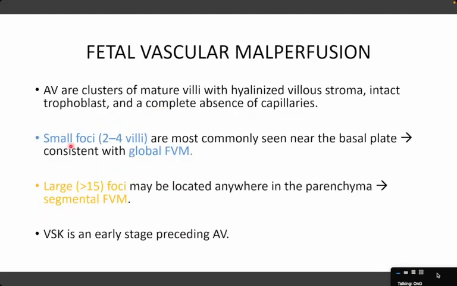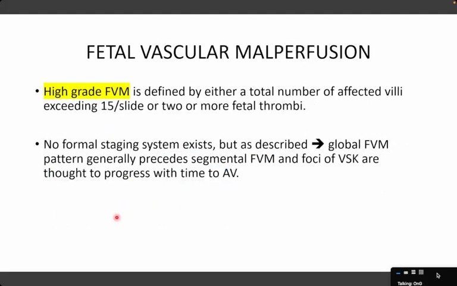So you can have small foci, 2 to 4 villi, that would be global fetal vascular malperfusion, or large foci, more than 15. That's segmental fetal vascular malperfusion. Global and segmental can be seen in the same placenta. So high-grade fetal vascular malperfusion is the total number of affected villi exceeding 15 per slide, or 2 or more fetal thrombi.